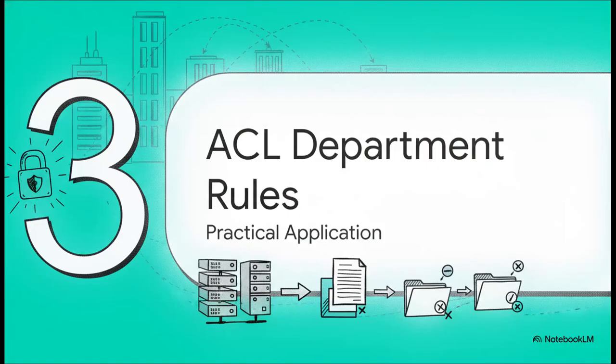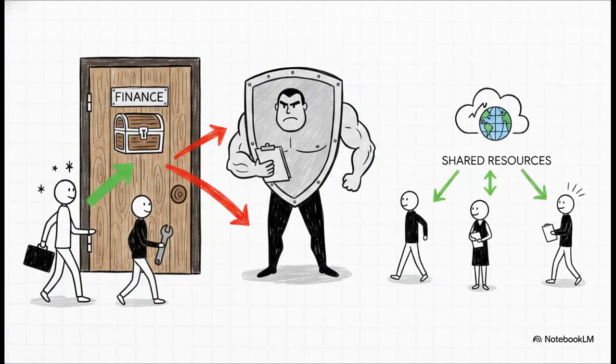Which brings us to Section 3, real-world ACL department rules. Let's ground this with an example. Look at this finance department subnet, kind of like a bouncer checking IDs at an exclusive club. To protect that highly sensitive financial data, the rules are incredibly explicit. Allow inbound traffic from authorized finance workstations. Deny human resources. Deny development. Basically, if you don't work in finance, you're not getting in.